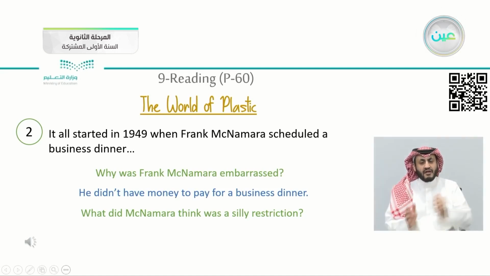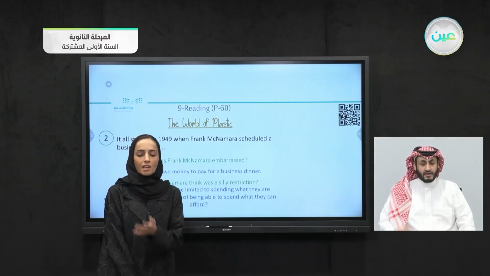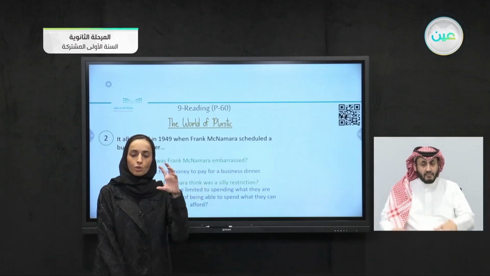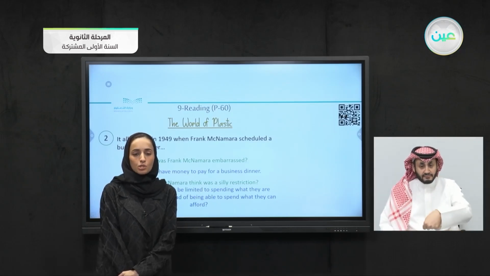What did McNamara think was a silly restriction? He stayed all night thinking about this silly thing, which is, why should people be limited? You can only spend what you are carrying in cash, instead of being able to spend what you can afford. I am a rich person and I have $1 million. Do I have to carry my millions? No. He's saying that this is a silly restriction.